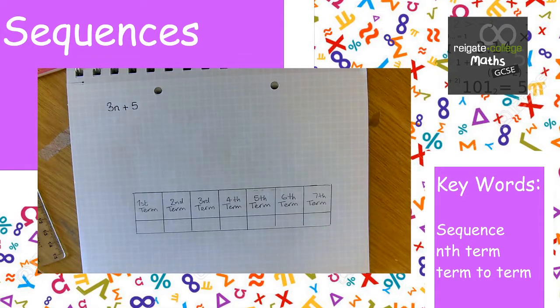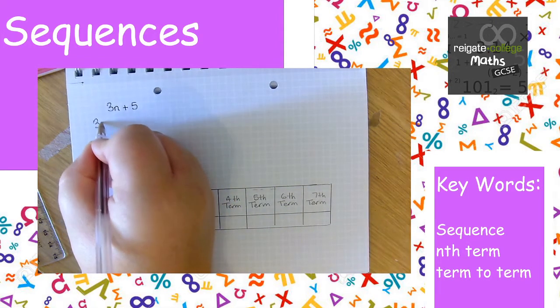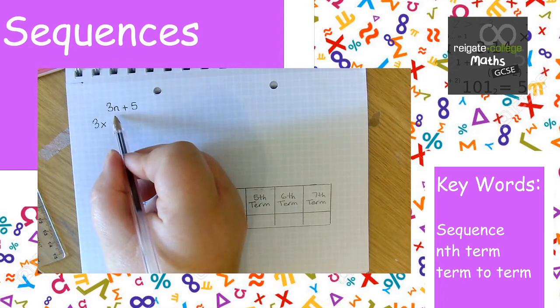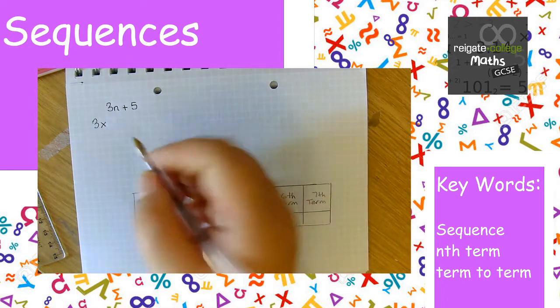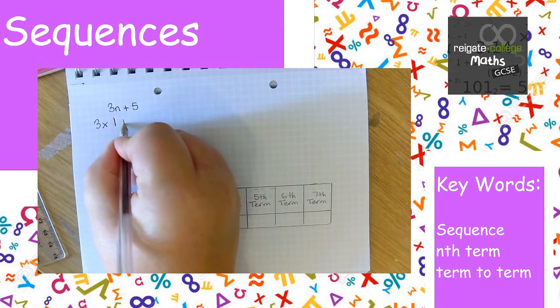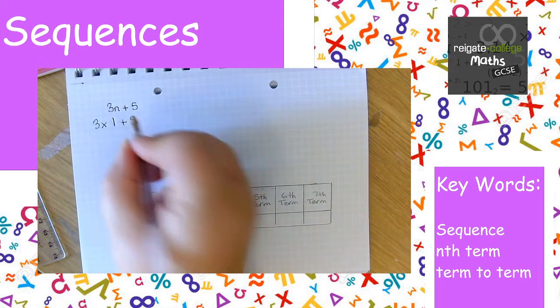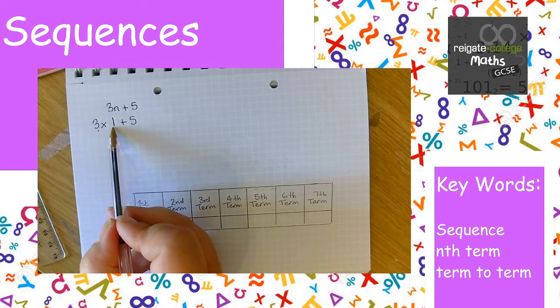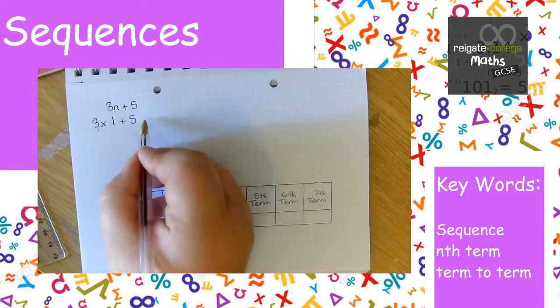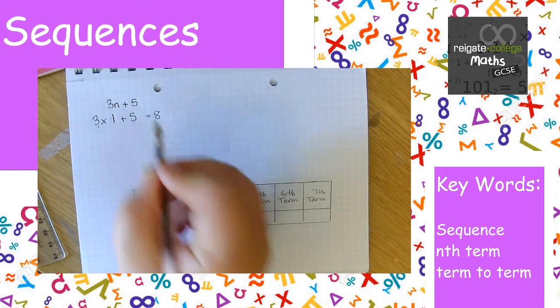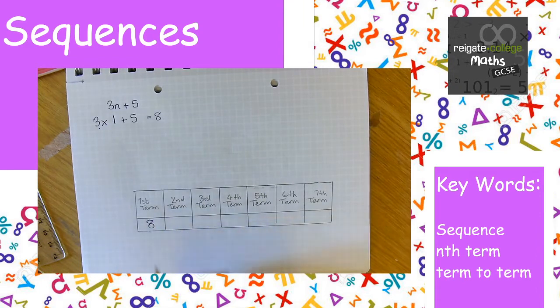Here is an nth term, 3n plus 5. I'm going to work out the numbers in the sequence for this nth term. I'm going to start off by working out the first term. 3 times whatever value I give to n, and in the first term I'm giving it the value of 1, plus 5. 3 times 1 is 3 plus 5 is 8. My first term in this sequence is 8.